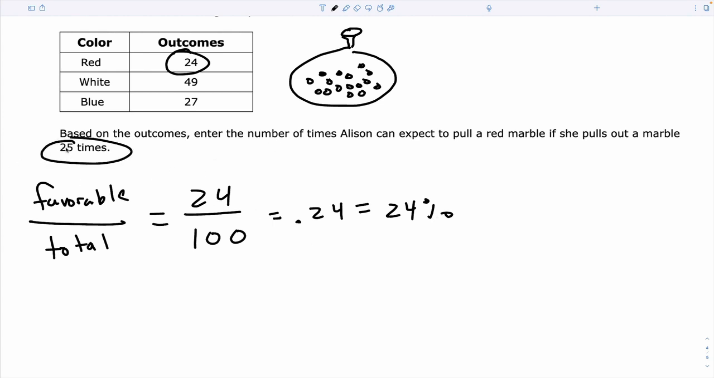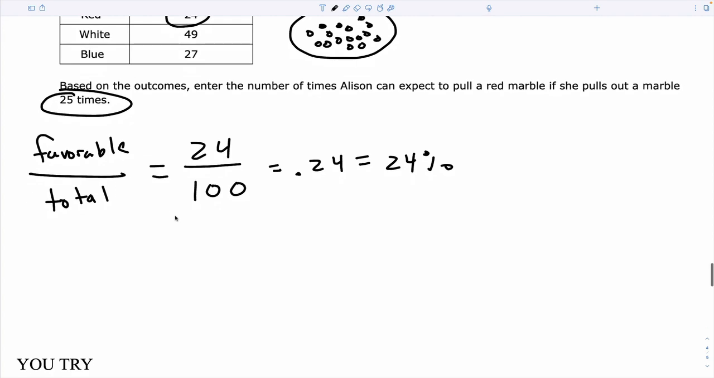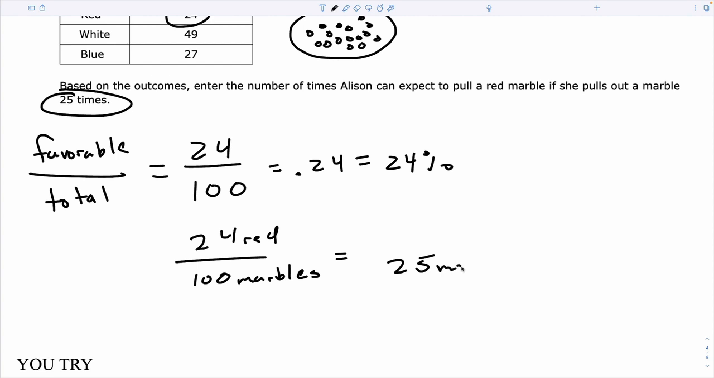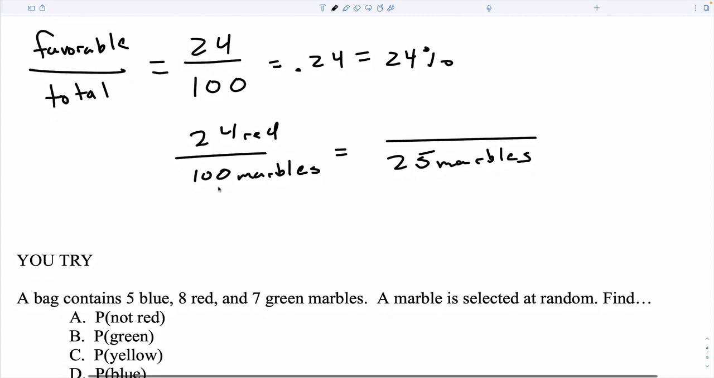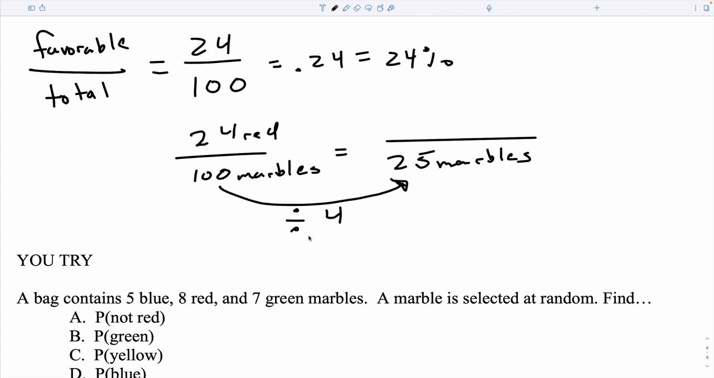She is not pulling out 100 marbles though. She's only pulling out 25. You're going to set this thing up to look like a ratio. 24 red over 100 is the probability, but we're not pulling out 100 marbles. We're only pulling out 25. How would I get from the number 100 to 25? Avery, we're going to divide 100 by 4, and that would get me the 25 that she's selecting.